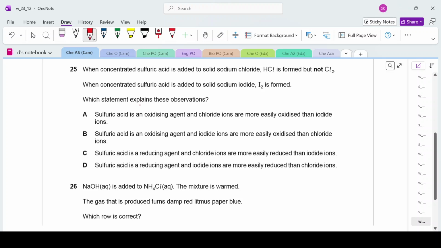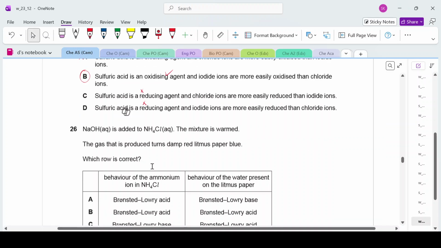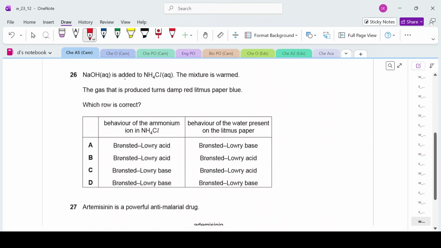So which statement explains this observation? Sulfuric acid is an oxidizing agent, that's correct, and chloride ions are more easily oxidized, that is garbage. Sulfuric acid is an oxidizing agent, that is correct, and iodide ions are more easily oxidized than chloride, that is correct, that is the answer. 25 is B. Why are the other two wrong? Sulfuric acid reducing agent, no. 25 is B.